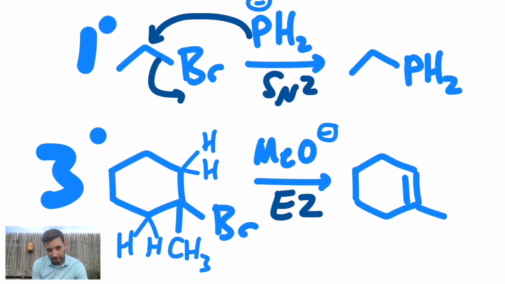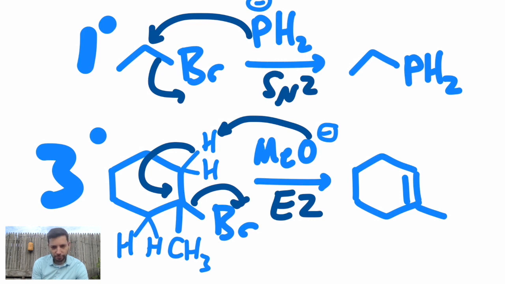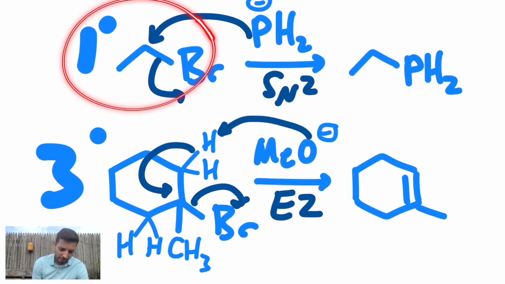But this is a small base, so we're going to get the more substituted alkene by taking away one of the less abundant H's. So if I wanted to show arrows for this, the methoxide would take one of those H's, the CH bond would become a CC pi bond, and the bromide would leave. So that's what's up with primaries and methyls, and with tertiaries.